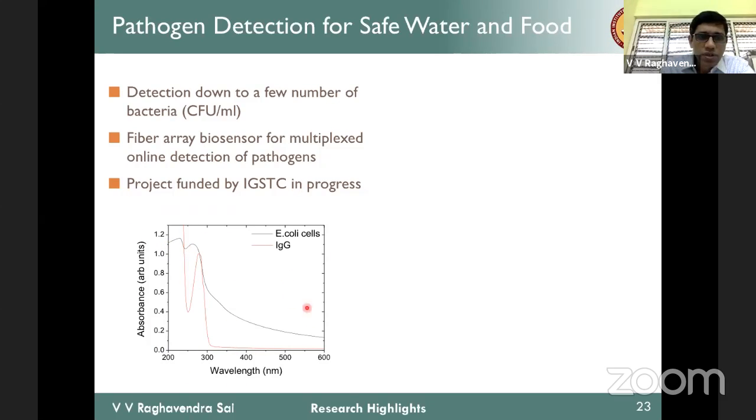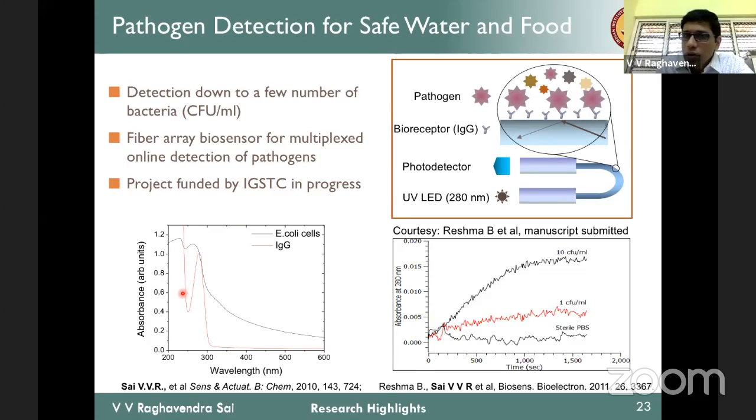So here is the science. What you see on the left bottom corner is spectrophotometer data for E. coli and then human IgG. So you know that proteins absorb at 280 nanometers. Of course, pathogens do absorb at less than 300 nanometers, right? So will you be able to use an optical fiber, using this UV LED property at 280 nanometers, and detect pathogens? Well, it is possible. We have shown that long back in 2011.